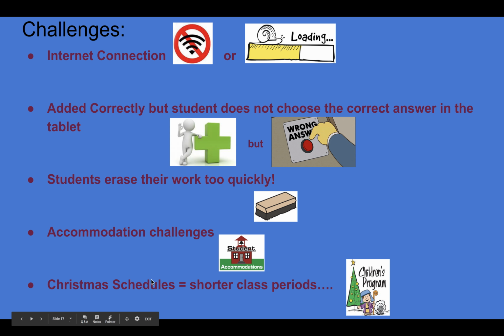And then, like I stated earlier, because there are different schedules at Christmas time, I have shorter class periods. And so I had to break my performance task into 2 class periods instead of 1, which was not ideal.